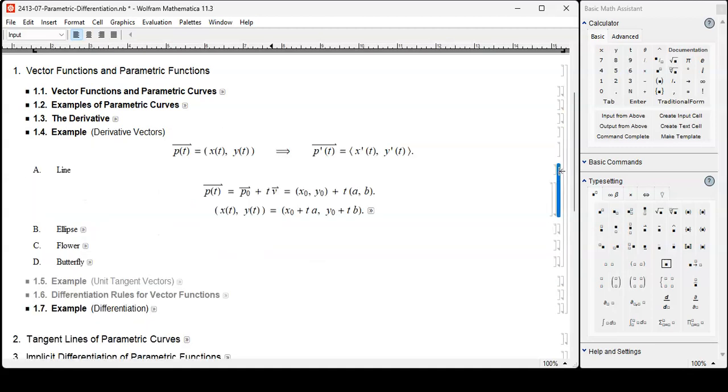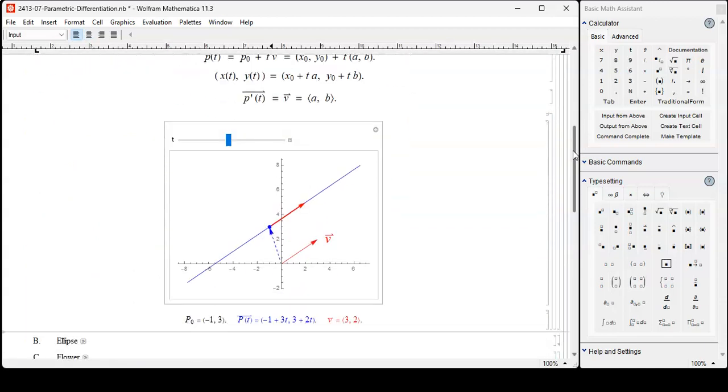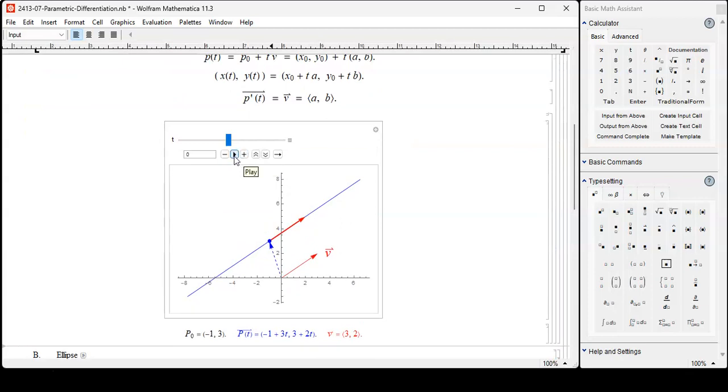Okay, there's some more pretty pictures here. I'll show you some. The red arrow is the derivative vector, and the blue dot is moving along the curve. In this case, the curve is a line. Please note that the red vector is constant, the same. And not coincidentally, the dot is moving along with no change of direction and no change of speed.